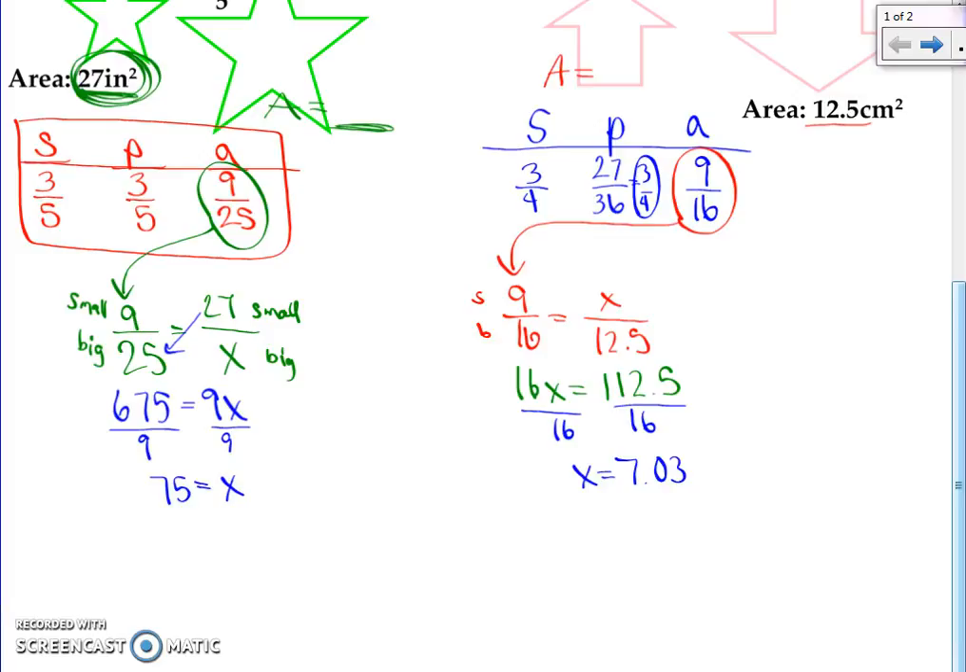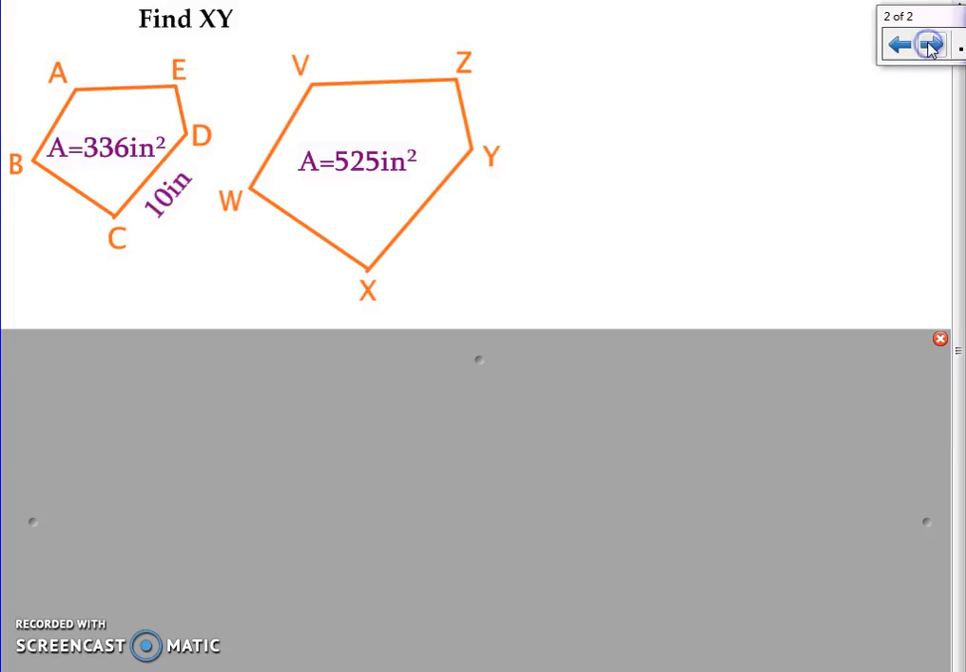Every single time we start with SPA. We've got two more examples that are a little bit different than these, just so you kind of know how to start those. Are we ready? All right, last two examples. On this one, the two things that they've given us at the beginning are the areas, so that's where we have to start.